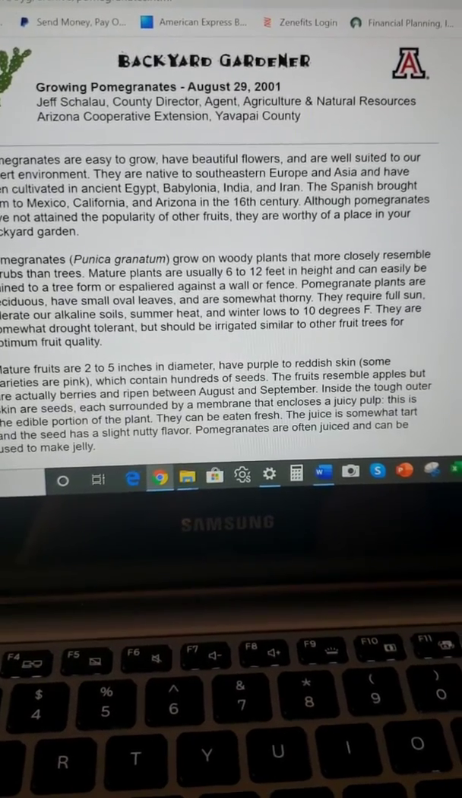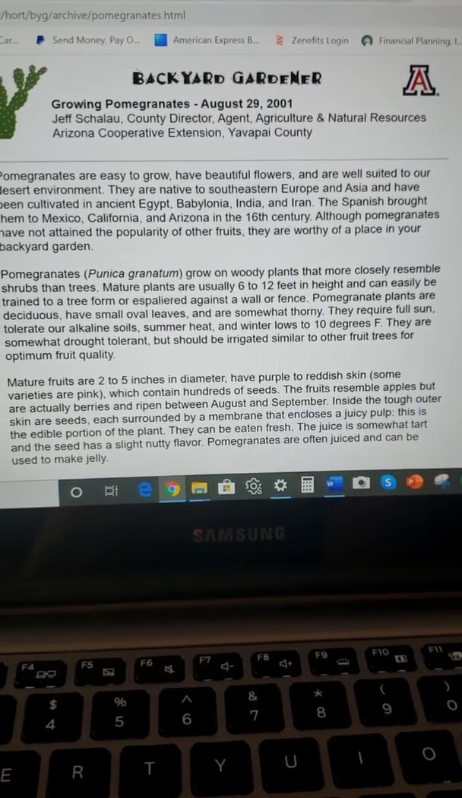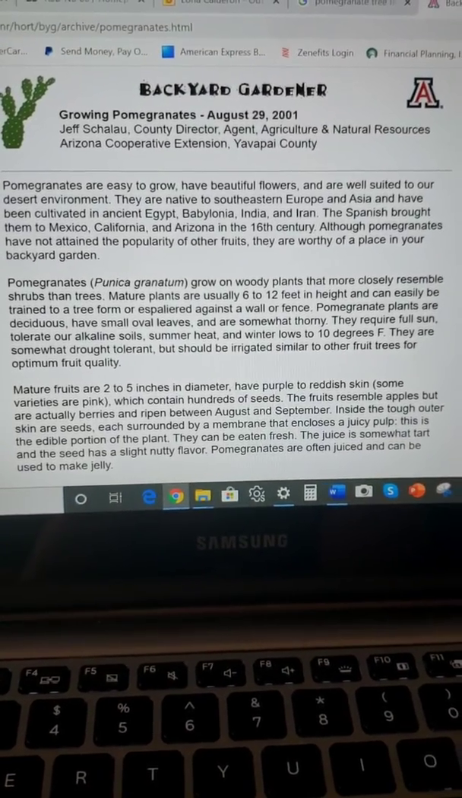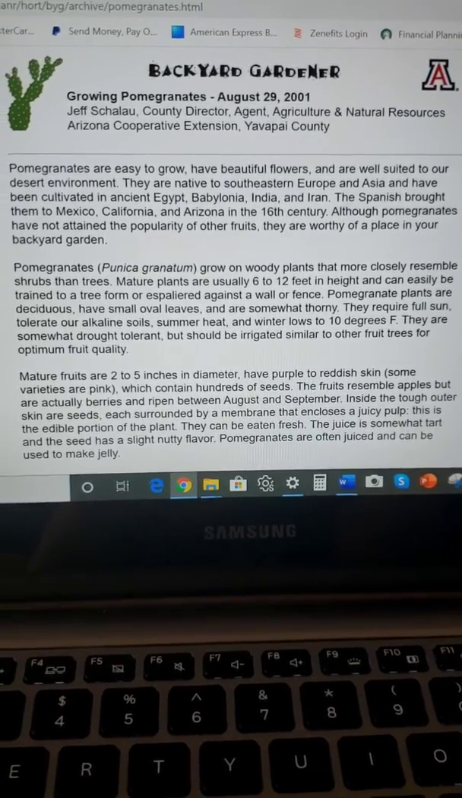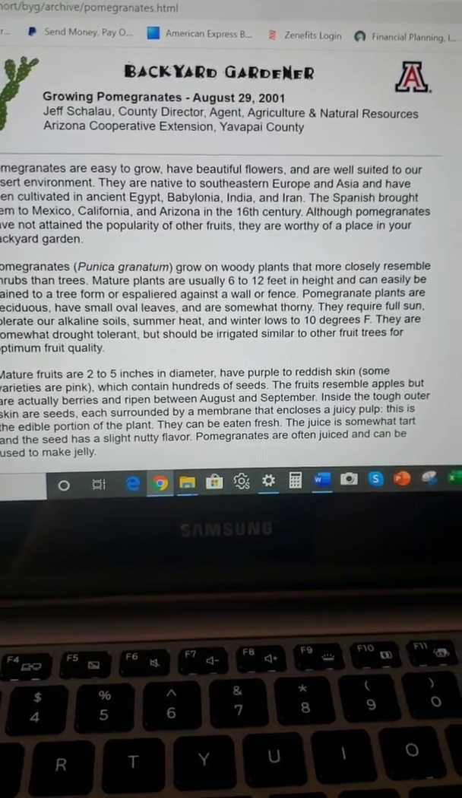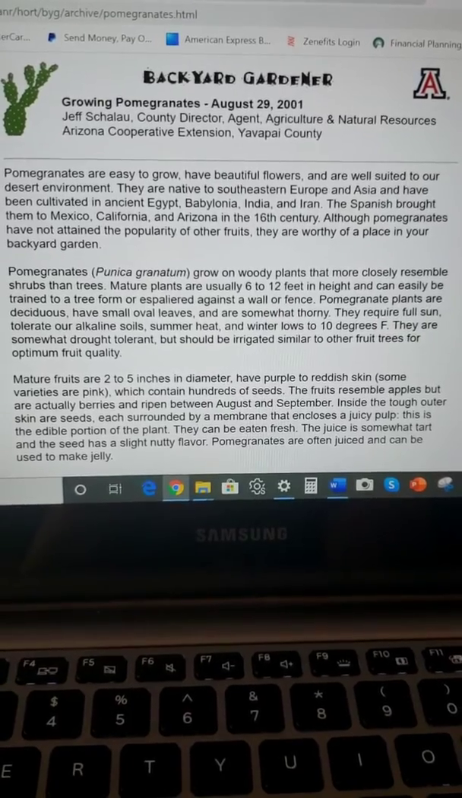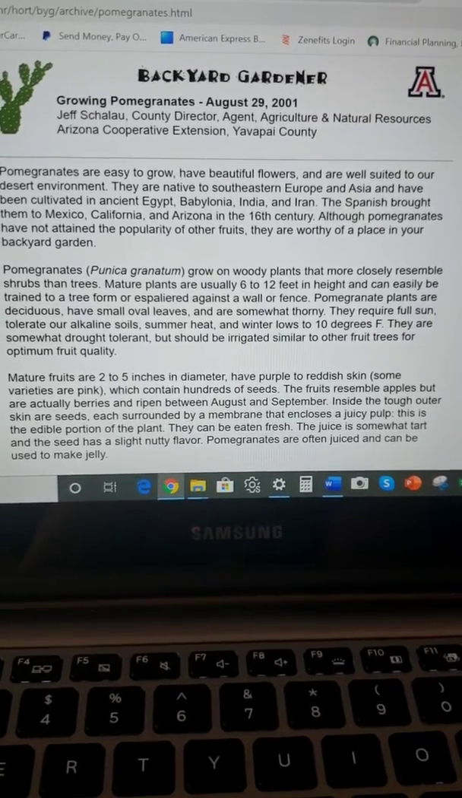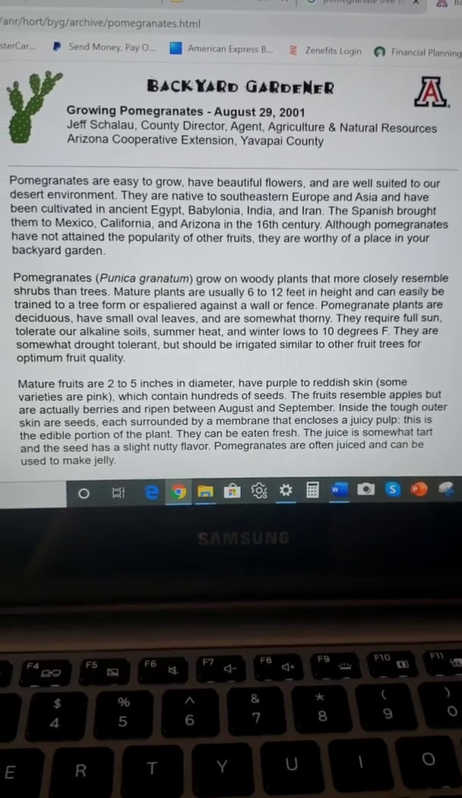They're native to southeastern Europe and Asia, which are countries that are not on the same continent as the United States. And oh, they've been cultivated in ancient Egypt, Babylonia, India, and Iran. And the Spanish brought them to Mexico. Wow, I didn't know that. And they brought them to California and Arizona in the 16th century.